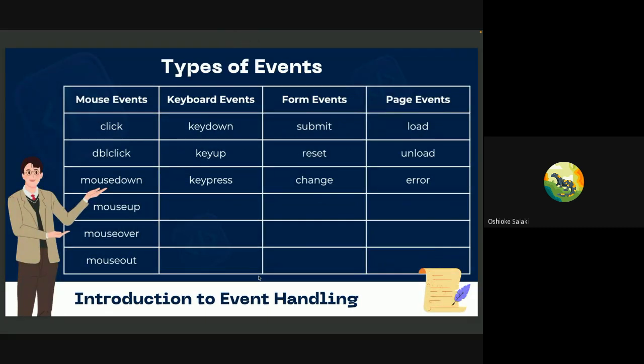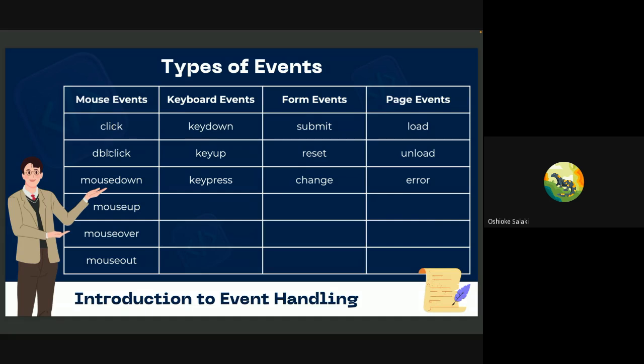So we have types of events. We have different events: mouse events, keyboard events, form events, and page events. For mouse events, we have the click, double click, mouse down, mouse up, mouse over, and mouse out. The click event is the normal click that we have in our mouse.